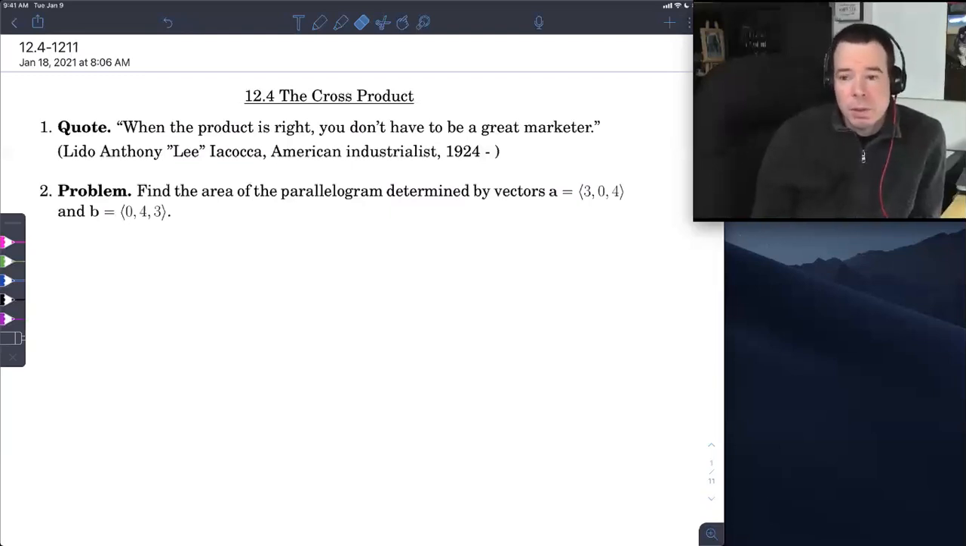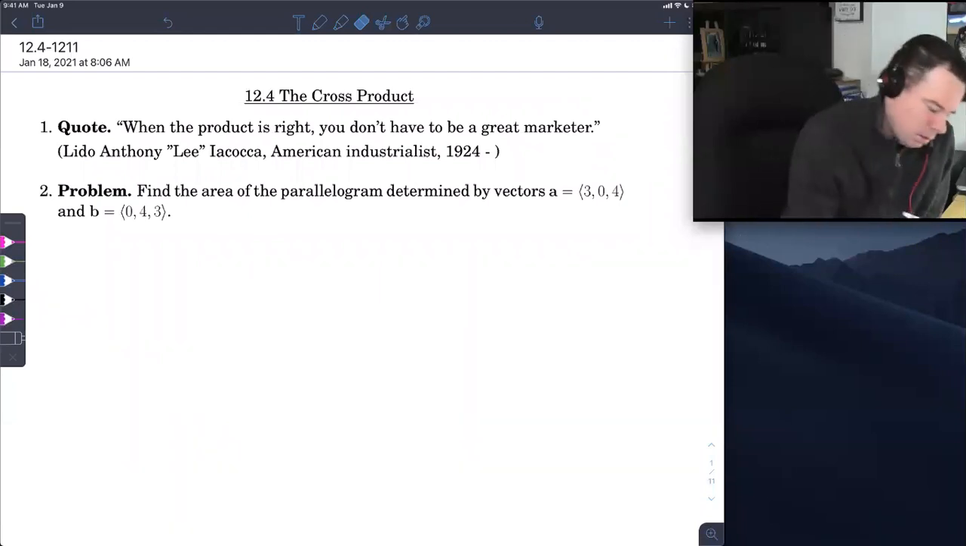And then we're getting now into the cross product, which is another way to combine two vectors. Unlike the dot product, which takes two vectors and produces a scalar, the cross product takes two vectors and produces another vector. And this is only in 3 dimensions.